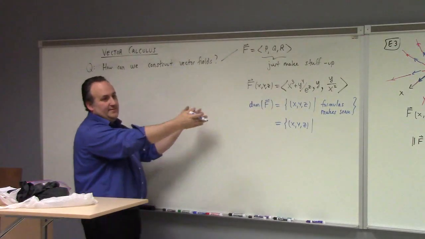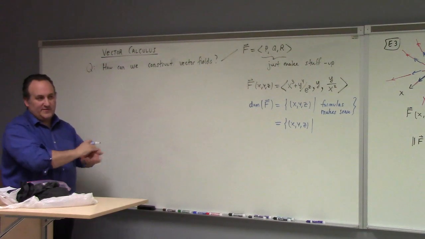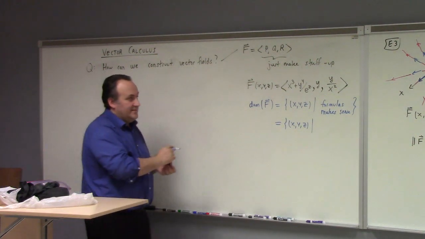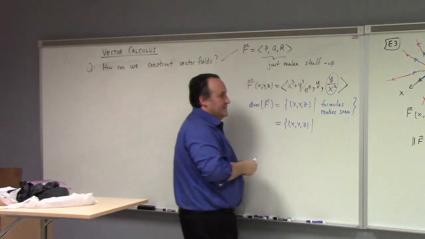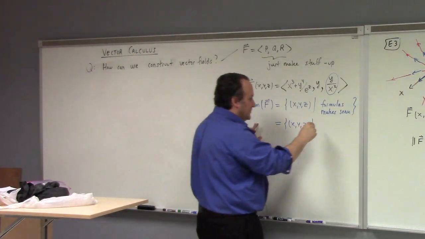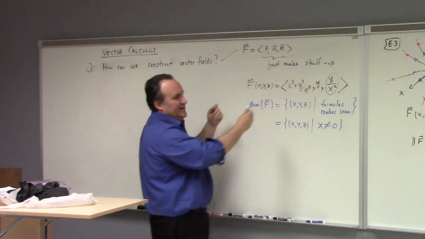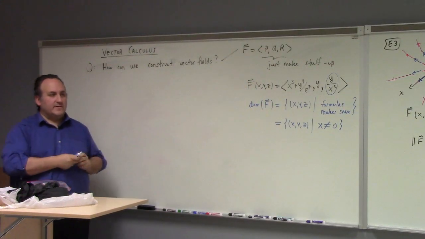Now e to the z, that's harmless. e to the z is positive, so that can't harm us. It's never division by 0. But this right here, that's a spicy meatball. If x is equal to 0, you're in trouble. So we need x not equal to 0. So the domain of this vector field is all x not 0.